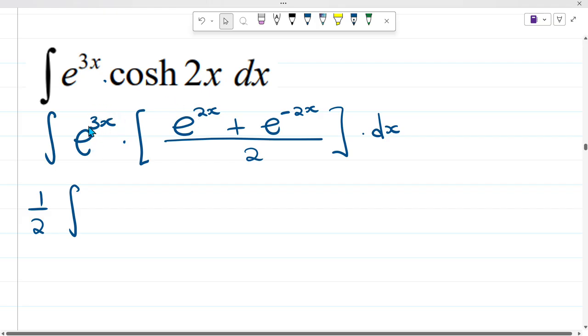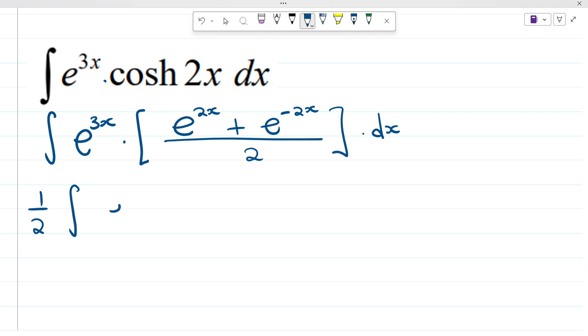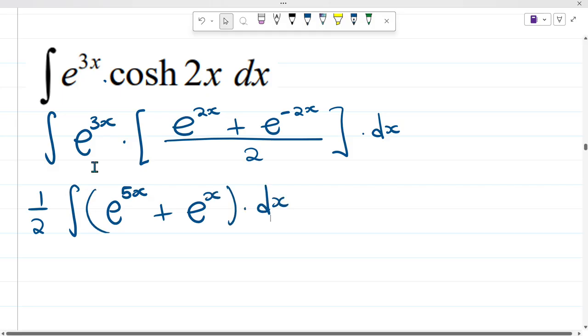And then from here, we'll multiply this and this. We'll make sure that this e to the power 3x multiplies both these two terms inside the brackets. So that's going to be e to the power of 5x plus e to the power of x, and then dx. How did I get e to the power 5x? This is 5x. I didn't write it nicely.